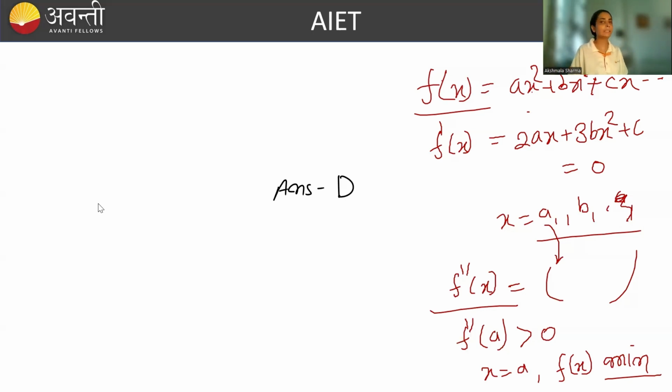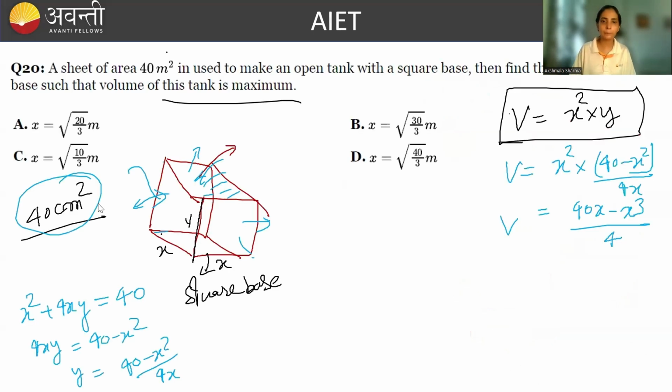And if this is less than 0, it means at that value of x, the function is maximum. So you already know these things. Now, the same thing we need to apply here. So differentiate it. If you are going to differentiate it, what value will dV by dx be here?